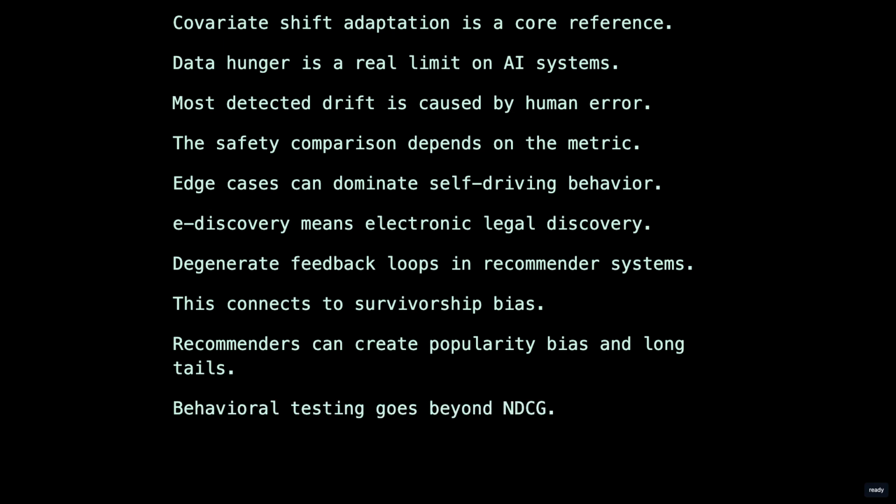That work is a reminder that ranking metrics alone do not capture how a recommender behaves in practice. Testing should also ask what the system does to users, not just how well it scores against a benchmark.